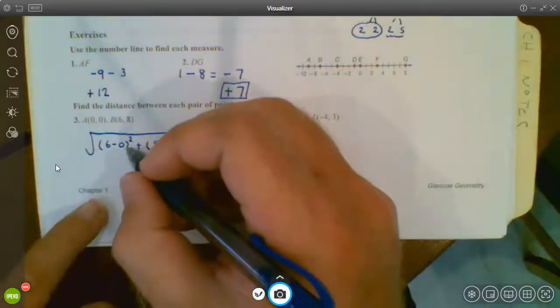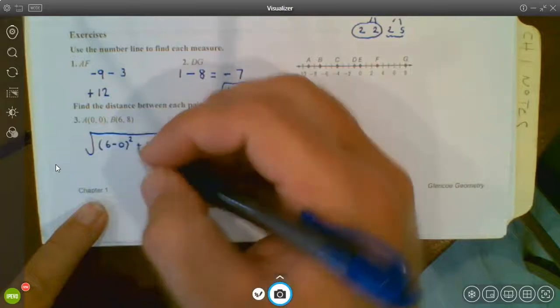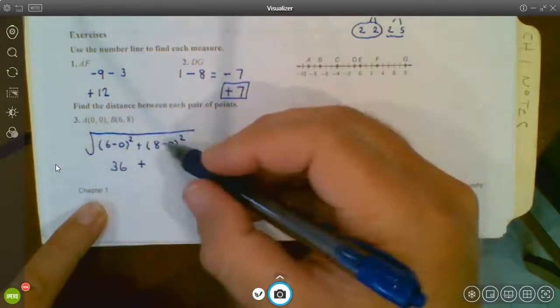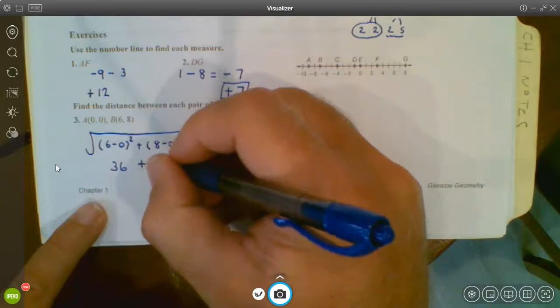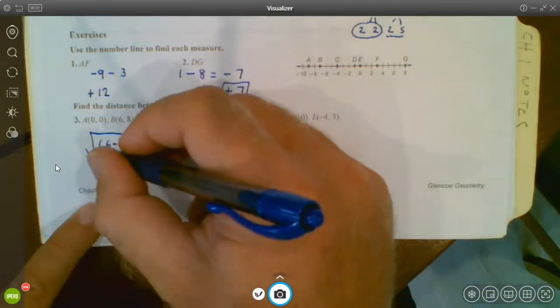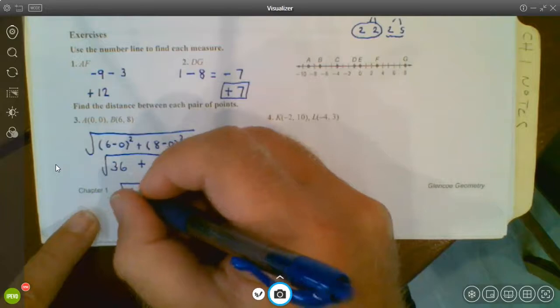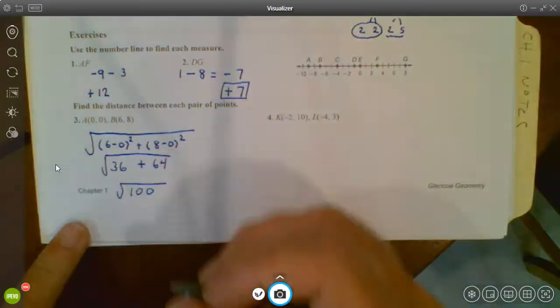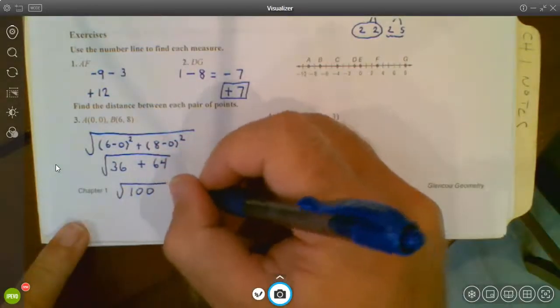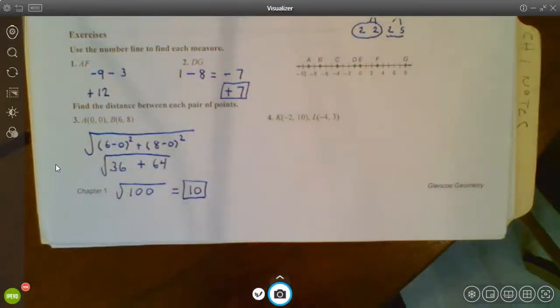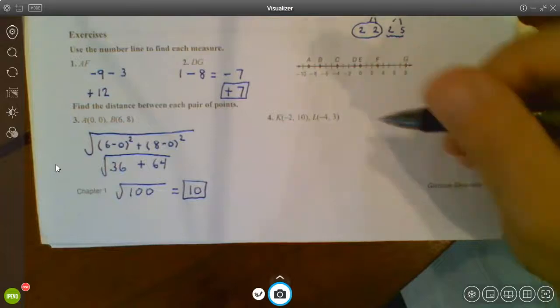So 6 minus 0, of course, is 6. Squared is 36. 8 squared is 64. When I bring those together, they total 100. And of course, the square root of 100 is 10. So that would be our distance between A and B, or you could say the length of AB. Same thing.